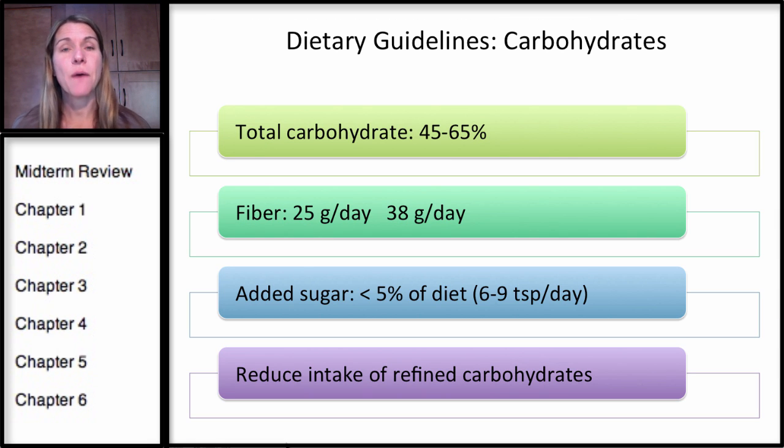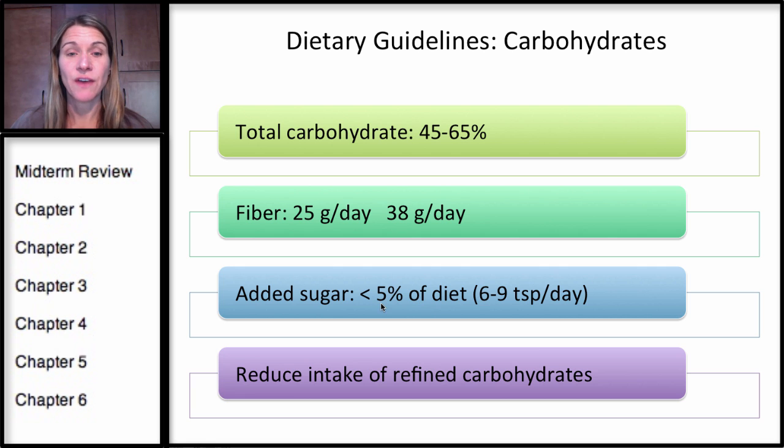So what are the guidelines? How much carbohydrate do you need? Well, it's somewhere between 45 to 65% of your diet. Fiber is about 25 grams a day for a woman, 38 for a man. You definitely need to know that added sugar is less than 5% of your diet. This will be on the exam, and you also need to know it for your diet study.